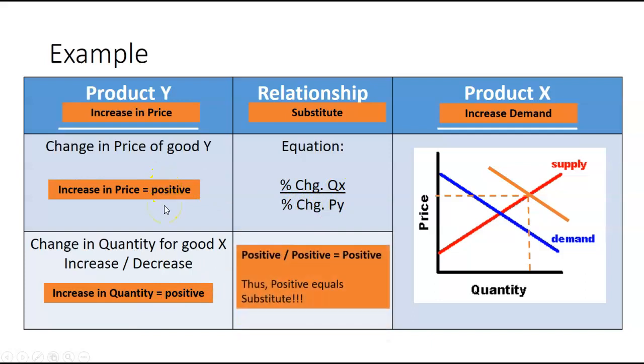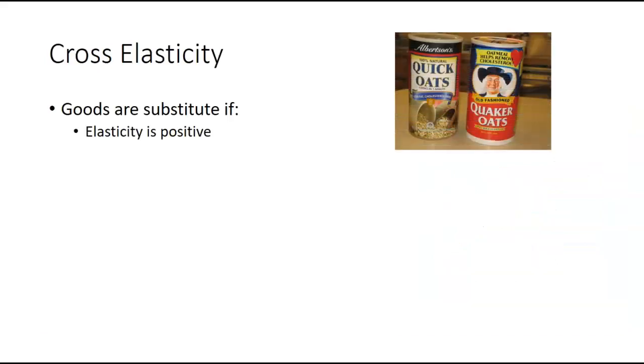So what can we conclude? A positive divided by a positive, again I'm not even using actual numbers, is going to be a positive outcome. And these two goods were substitute goods. What's this mean? For cross elasticity, if you get a positive outcome, that means the two goods are substitutes. That's it. So again, goods are substitutes if you have a positive elasticity. So you have like generic versus name brand, definitely substitute goods there. For oatmeal, I guess is what I picked for this one.